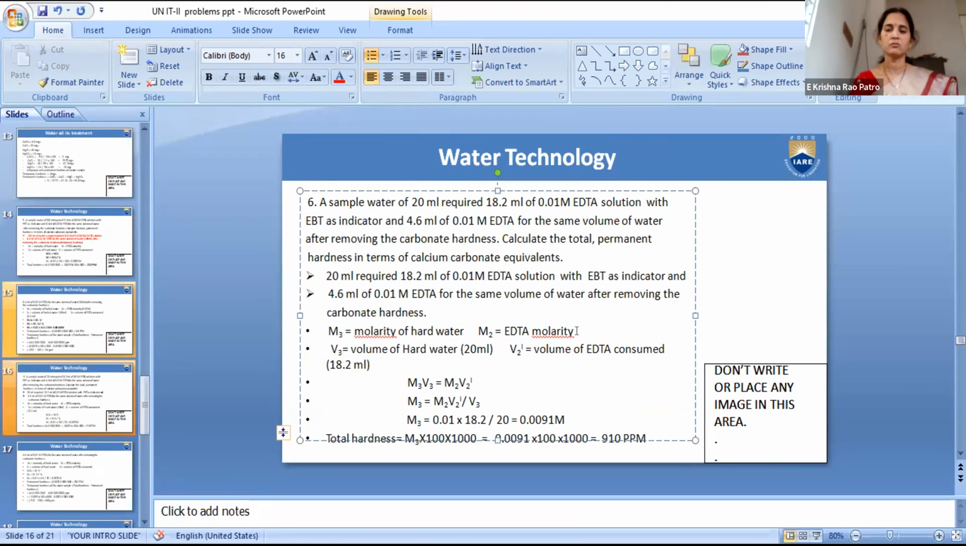Now EDTA molarity is 0.01. I think everybody got how to do the problem, and you know the formulas also. Total hardness is M3 into 100 into 1000, which is 0.0091 into 100 into 1000. Converting from molarity into ppm, we got 910 ppm total hardness. Students, did you understand how to find total hardness clearly? Yes, ma'am.